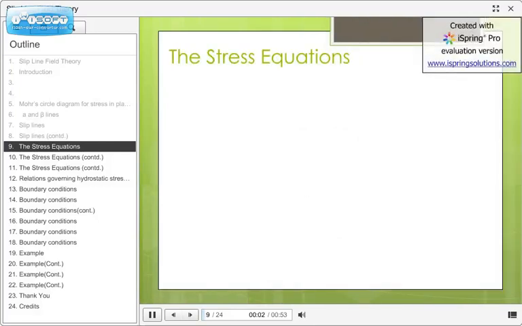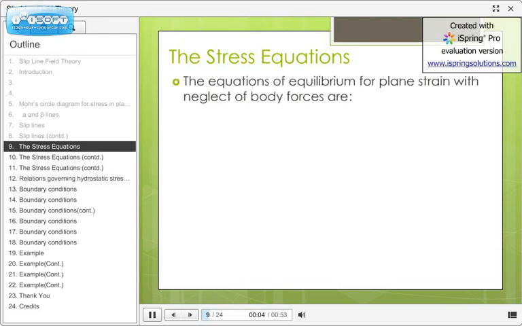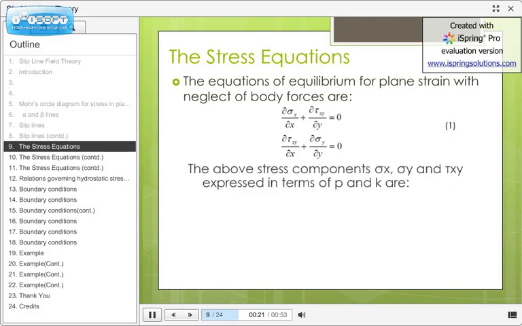Now we shall derive the stress equations for determining the magnitude of P and K. The equations of equilibrium for plane strain with neglect of body forces are d sigma x by dx plus d tau xy by dy equals 0 and d tau xy by dx plus d sigma y by dy equals 0. These equations are basic equations. The above stress components sigma x, sigma y, tau xy expressed in terms of P and K are sigma x equals minus P minus K sin 2 phi, sigma y equals minus P plus K sin 2 phi, and tau xy equals K cos 2 phi. P is the normal or hydrostatic pressure on two planes of yield shear stress.